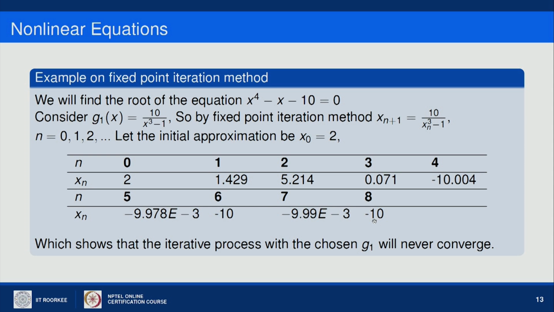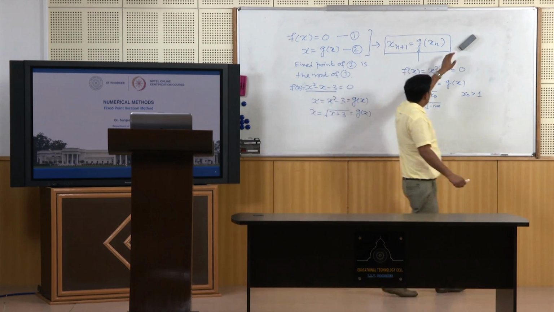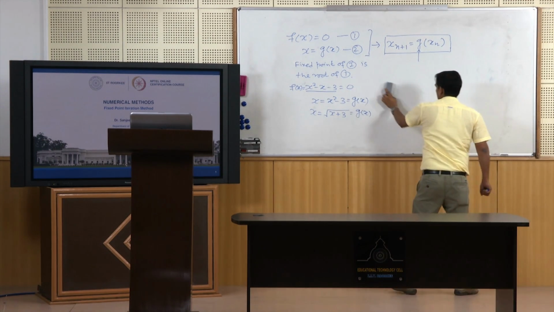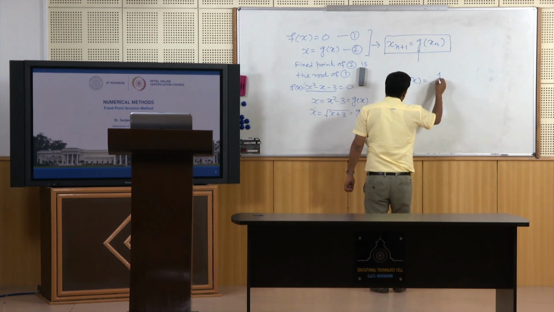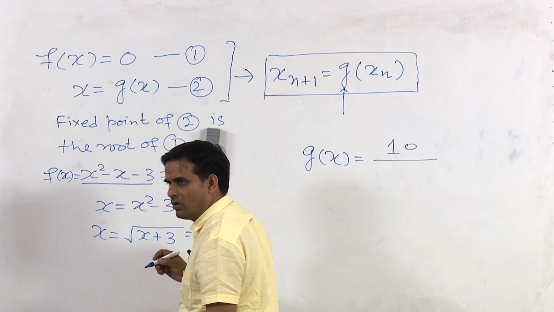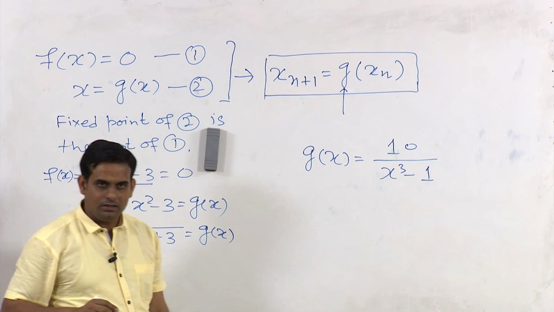x8 becomes minus 10, and then it will always oscillate between minus 9.999 into 10 raised to power minus 3 and minus 10, which shows that the iterative process will never converge. So what is the problem here? The problem is, if you see your g of x, here we are choosing g of x as 10 upon x cube minus 1.